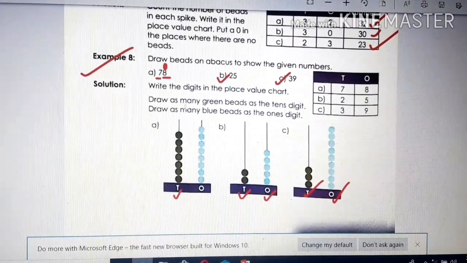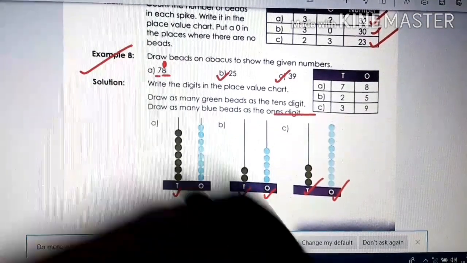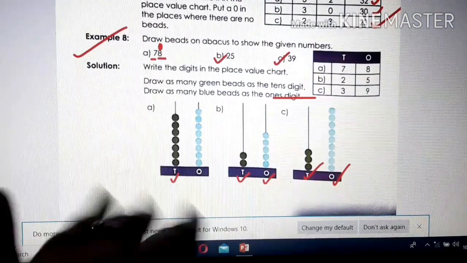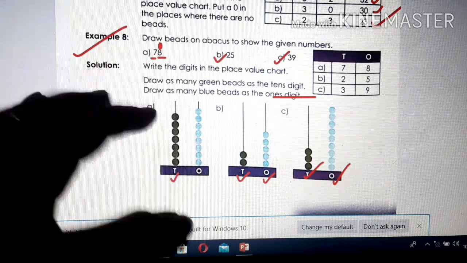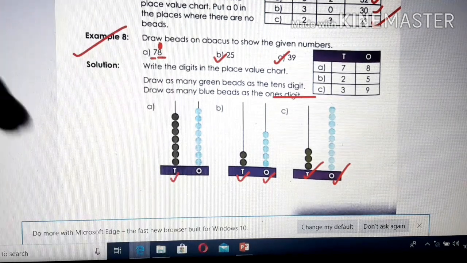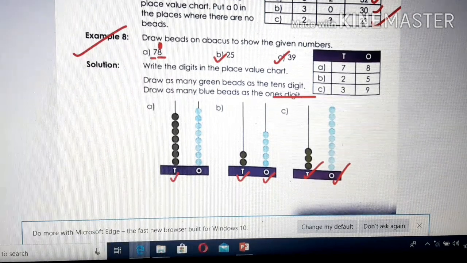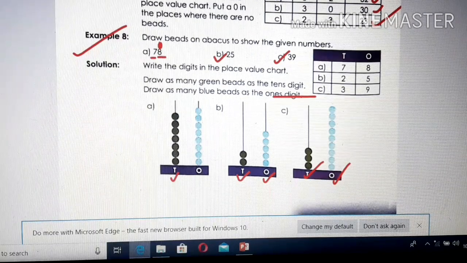What is written here: draw as many green beads as the tens digit and blue beads as the ones digit. Okay, so this is how we place the numbers on the abacus. Okay, ones place you will put with blue color and tens place you can put with green color.